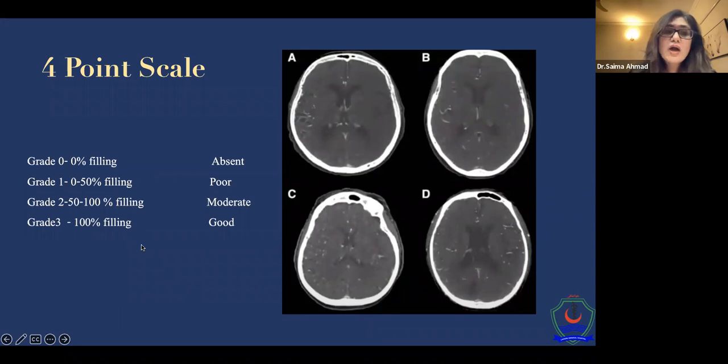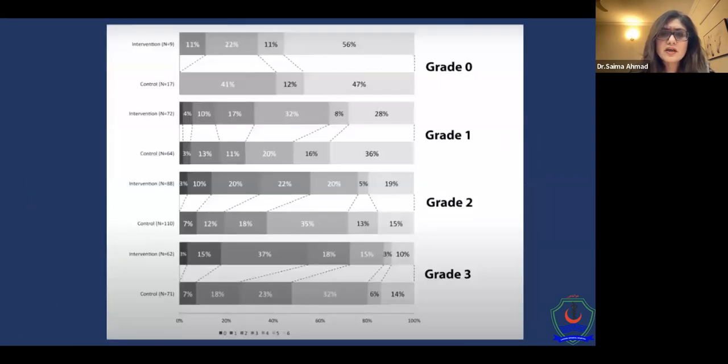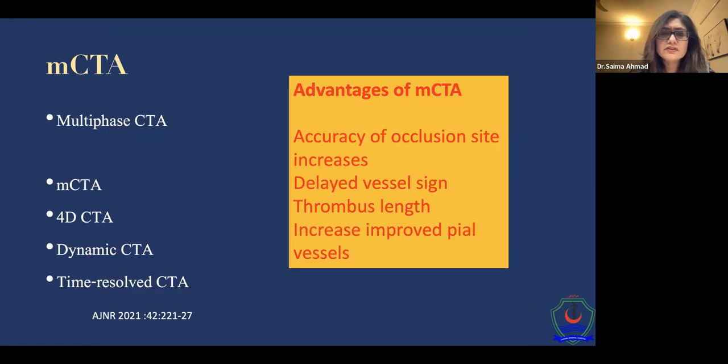The patients who have 0% collaterals have a very bad outcome after endovascular therapy, and there is a good or excellent outcome in the patients who have grade 3 collaterals. However, the patients with grade 1 and grade 2 collaterals can also show benefit with endovascular therapy, and they should not be deferred from endovascular therapy because of the presence of fewer collaterals. So again, this is the grading of the collaterals.